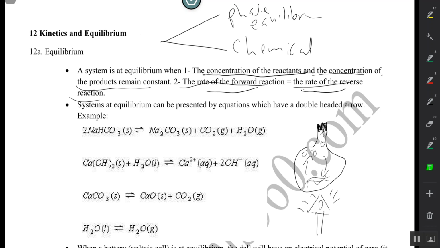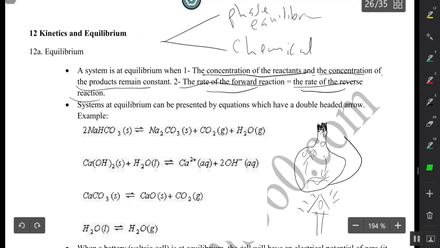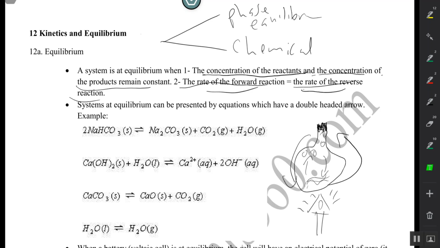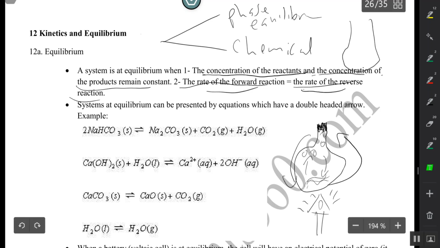In phase equilibrium, in this case, the rate of evaporation equals the rate of condensation. Solution equilibrium is when the rate of dissolving of a solute in a solvent equals the rate of recrystallization of a solute in a solvent. We'll talk more about solution equilibrium and saturated solutions in the next video.